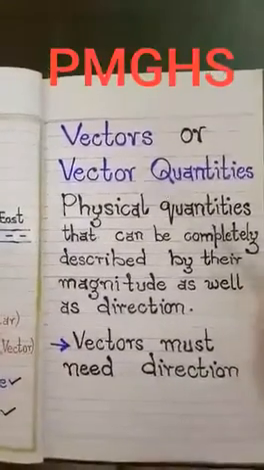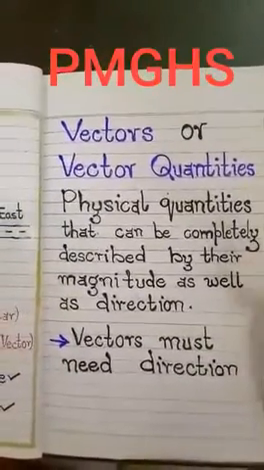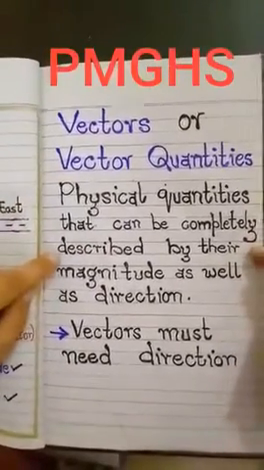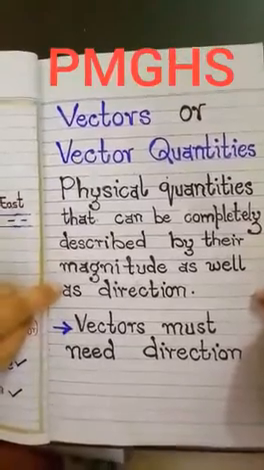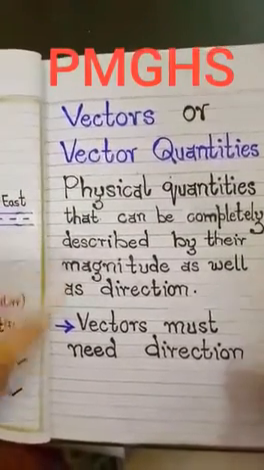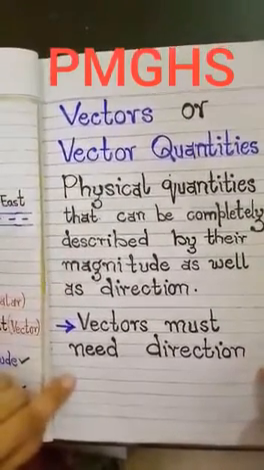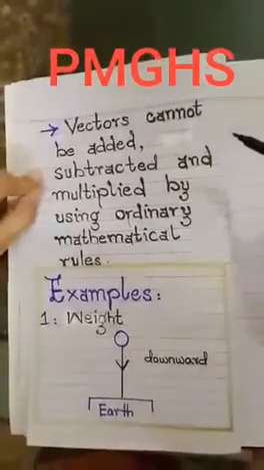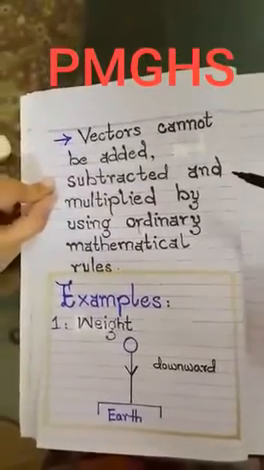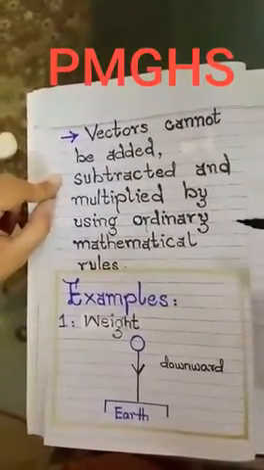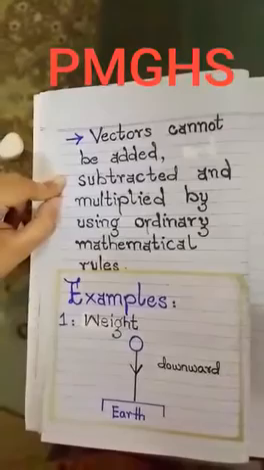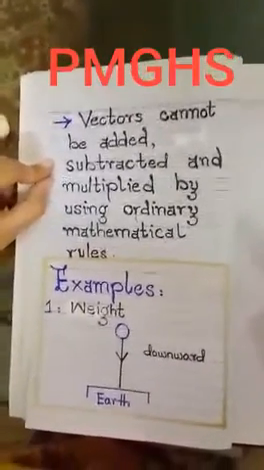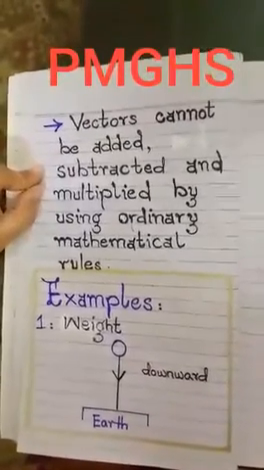From the above discussion, we conclude that vector quantities can completely be described by their magnitude as well as direction. Vectors must need direction. Vectors cannot be added, subtracted and multiplied by using ordinary mathematical rules. We need special rules for the addition, subtraction and multiplication of vectors.